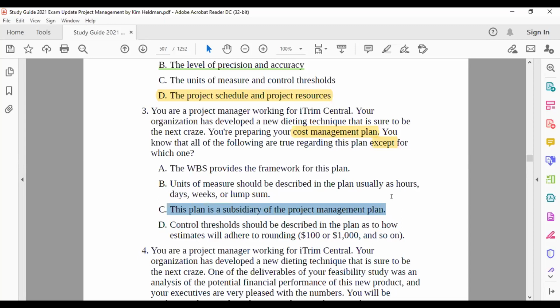What does the project management plan contain? Let's revise ourselves also. Anyone? It includes all the other management plans like the schedule, cost, quality. Yes. Then it contains 10 management plans, 3 baselines, configuration management system, control management system, and all the project documents. Correct? So A, B, and C are all correct answers. It means D should be the answer they are asking for, because they are asking which is not correct, except. So the control threshold should be described in the plan as to how estimates will adhere to rounding, $100, $1,000, and so on.